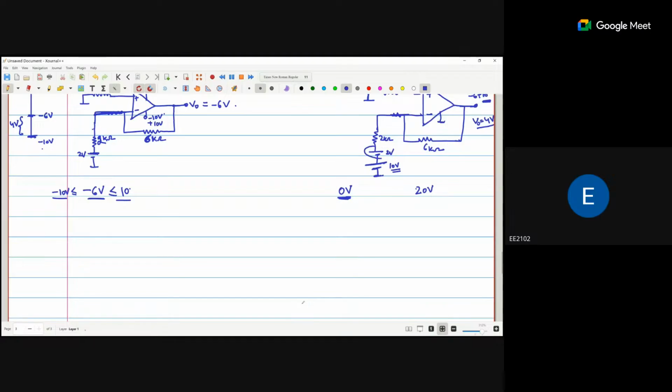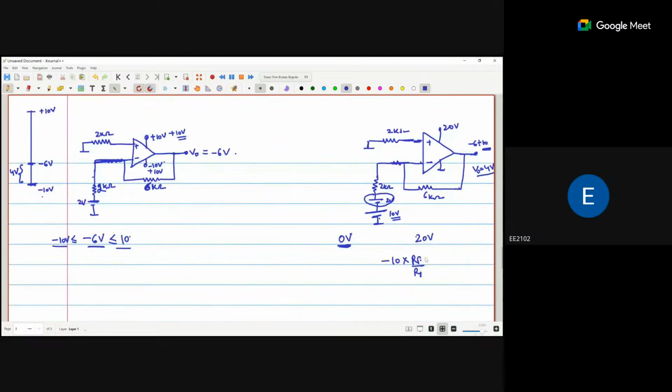Because of 2 volt I know that I am getting minus 6 volt. Because of this minus 10 volt, what should I get? Minus 10 times RF by R1. Initially we are getting minus 6 volt, now we are getting minus 10, that means more negative voltage. To reduce the effect of this, I add 10 volt also here.